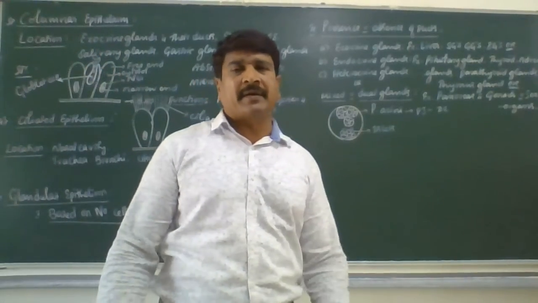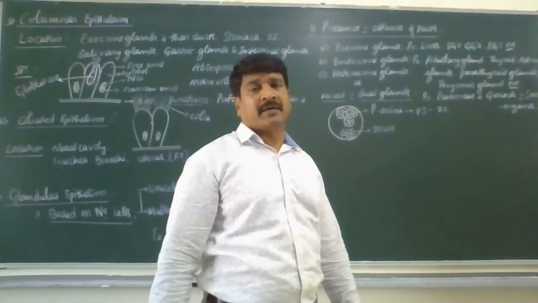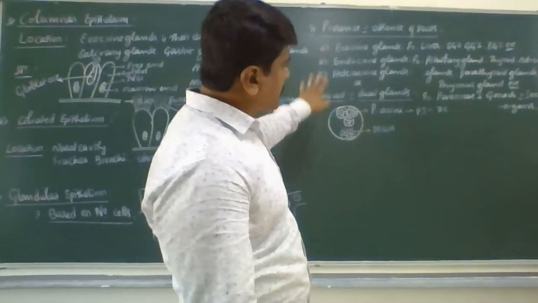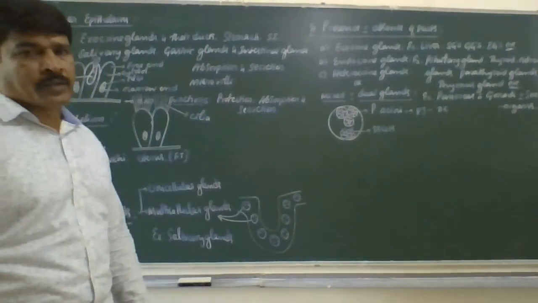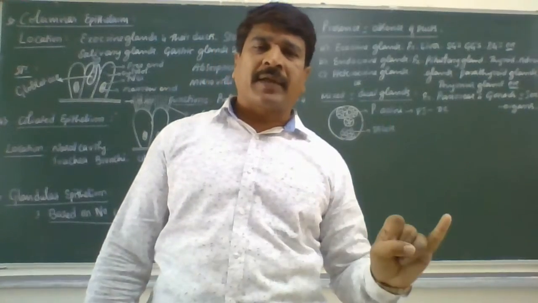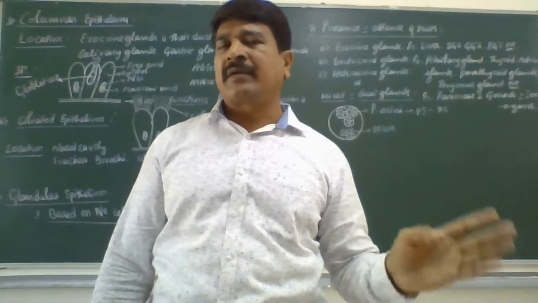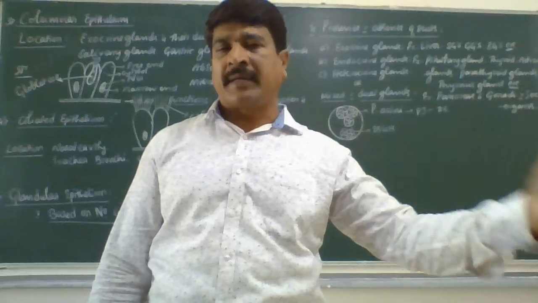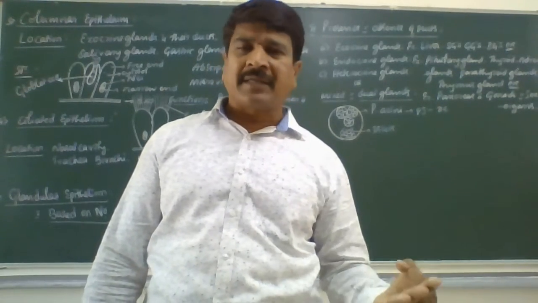Such kind of glands are called dual or mixed glands. Like that, even the testes and ovaries you can take as examples. Clear? So this is another system of classification of the glands. Once again, I'll repeat. Based on the presence or absence of the ducts, glands are of three types: exocrine glands, endocrine glands, heterocrine glands. Glands with ducts are called exocrine glands. Their secretions are released through the ducts only. Examples: salivary glands, gastric glands, intestinal glands, liver.